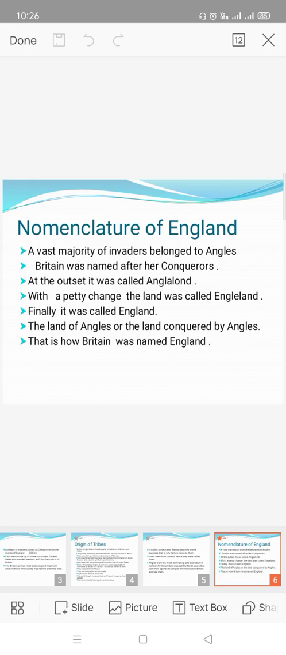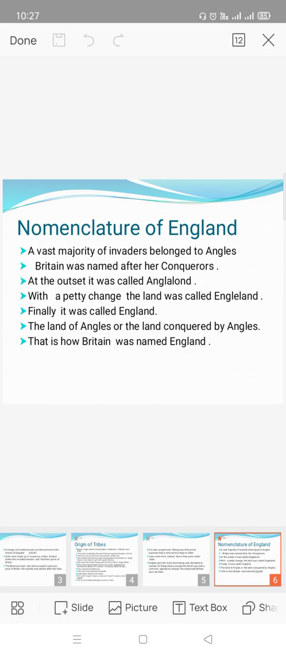Basically, Angles were one of those three Germanic tribes who invaded Britain. Angles were the most dominant people, and that is why a vast area of Britain was occupied by these people, and obviously the majority of the people belonged to this race, and that is why the country was named after them. At the outset, the country was known as Angleland. Remember this, Angleland, which is the land of Angles.